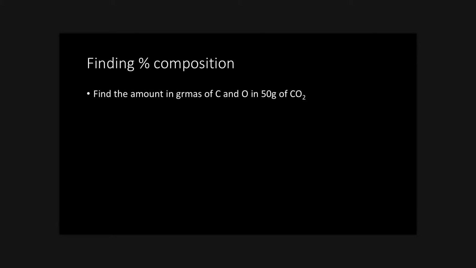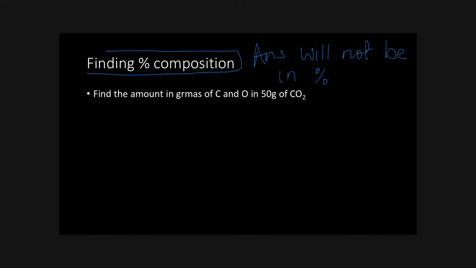In this next problem, you have to find percent composition. Now, you have to be careful by the way this is worded. Even though it says find percent composition, your answer is not going to be in percentages. Instead, your answer will have the unit grams, because see what the question says. The question says find the amount. It does not say find percentages. It says find the amount in grams of carbon and oxygen in 50 grams of carbon dioxide.